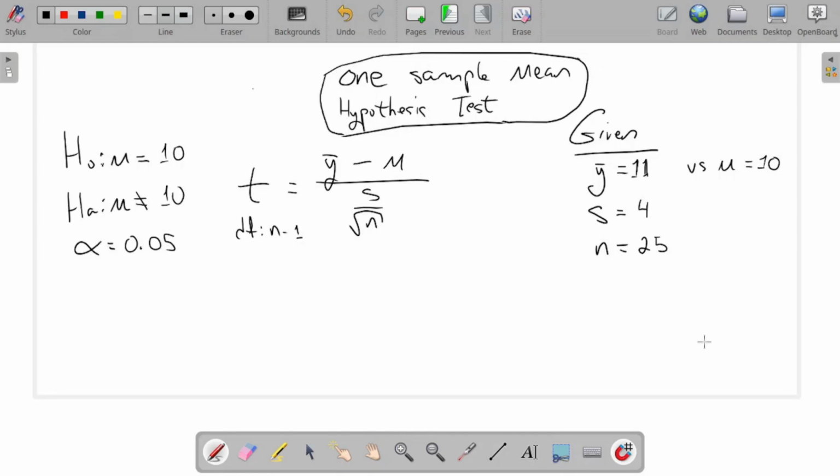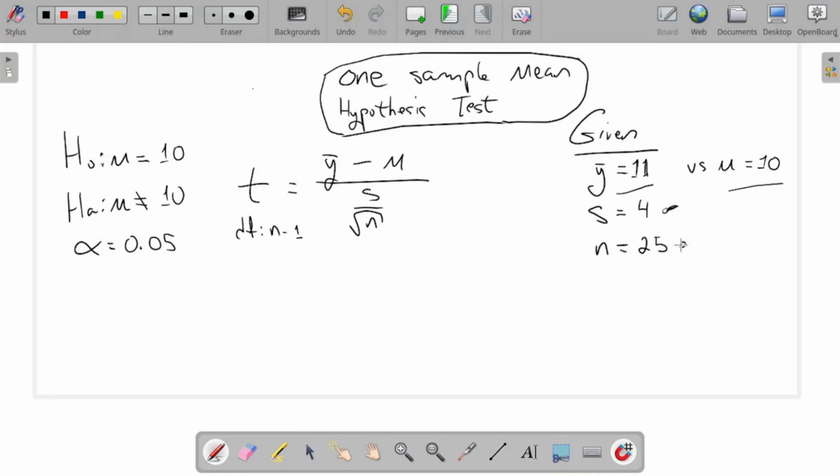This is the second of a series of videos about one sample mean hypothesis testing. It'll be very similar to the previous example, where we're keeping things very simple. Given values for this one, we'll have y bar, the sample mean, at 11 this time. We'll leave mu at 10 again. Sample standard deviation is now 4 and the sample size is 25.